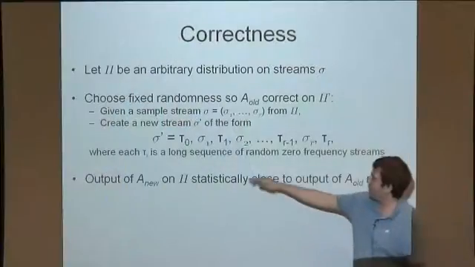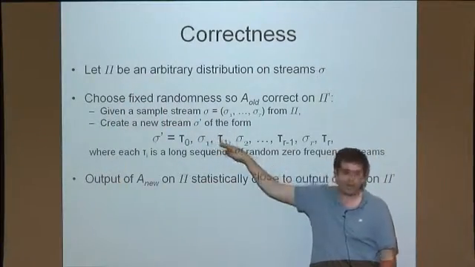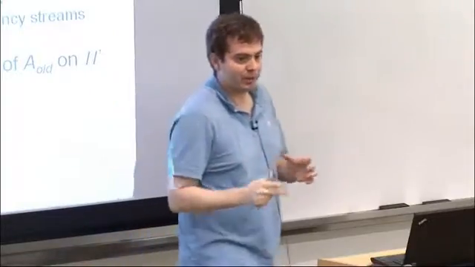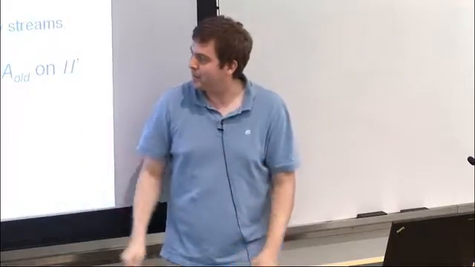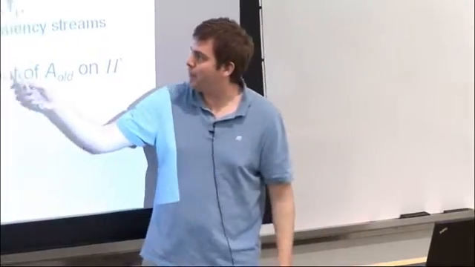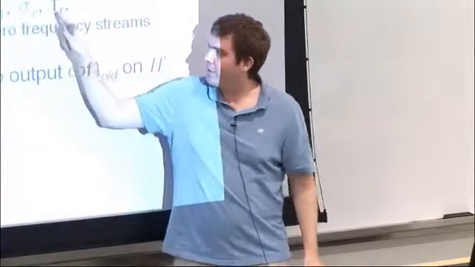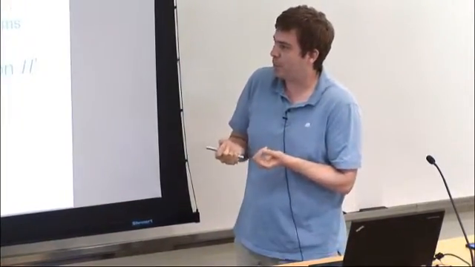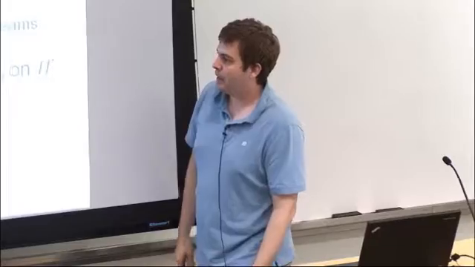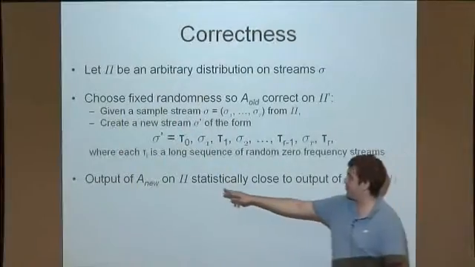Then what you do is you update by sigma 1. You take a long sequence of 0 frequency streams. You get to another terminal equivalence class, etc. So basically, what you can show is in sigma prime, at the end, you're going to reach the same terminal equivalence class as you would if you were to execute.